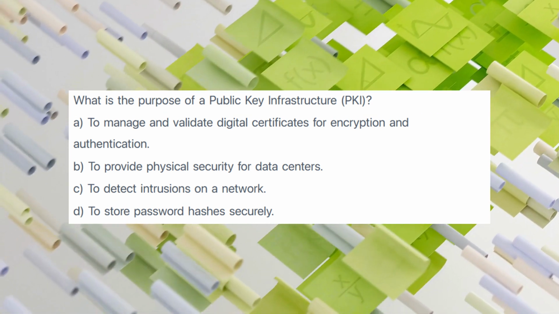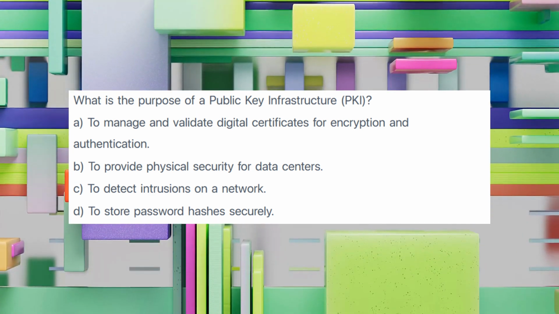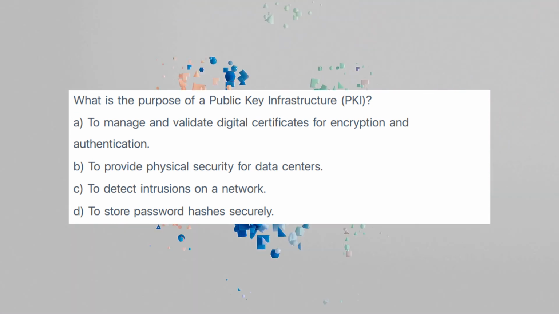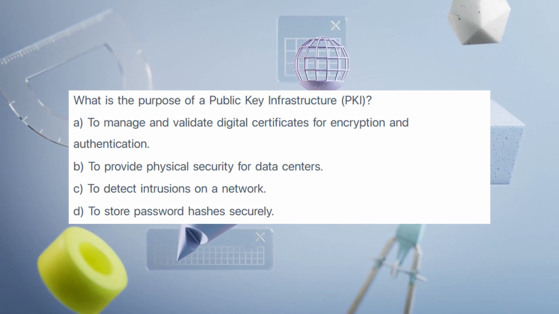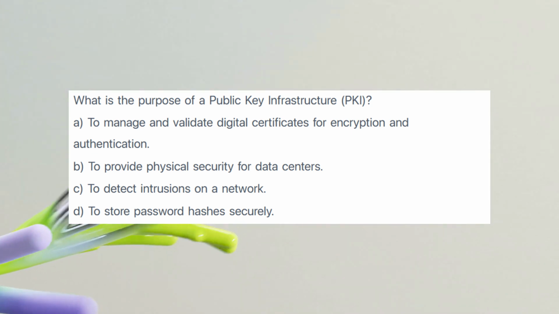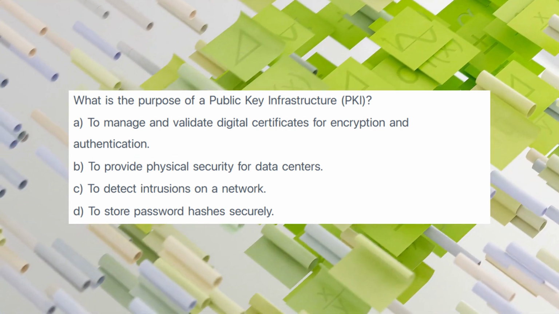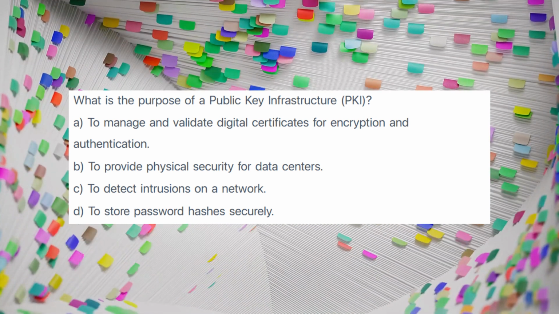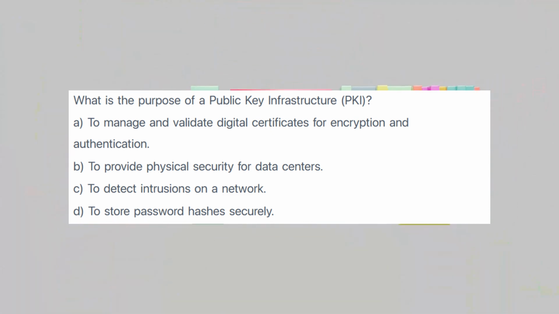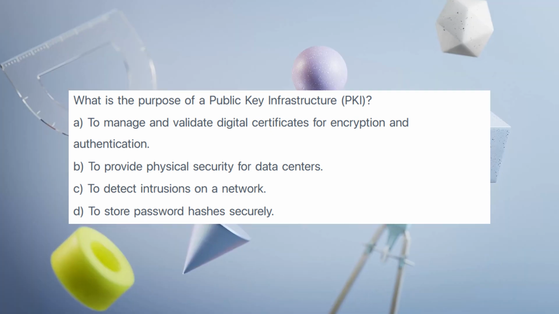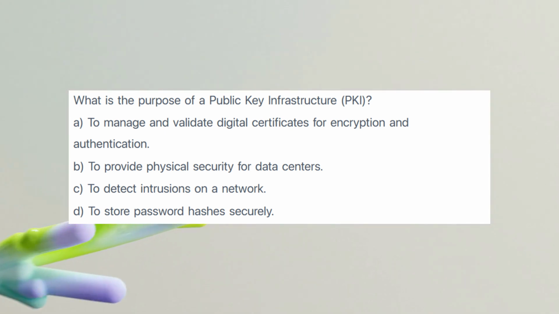The answer is A, to manage and validate digital certificates for encryption and authentication. PKI is a framework that enables the secure exchange of information using asymmetric cryptography. It involves certificate authorities, CAs, that issue and manage digital certificates to bind public keys to identities. Option B is physical security. Option C is an IDS/IPS. Option D is a password management system.